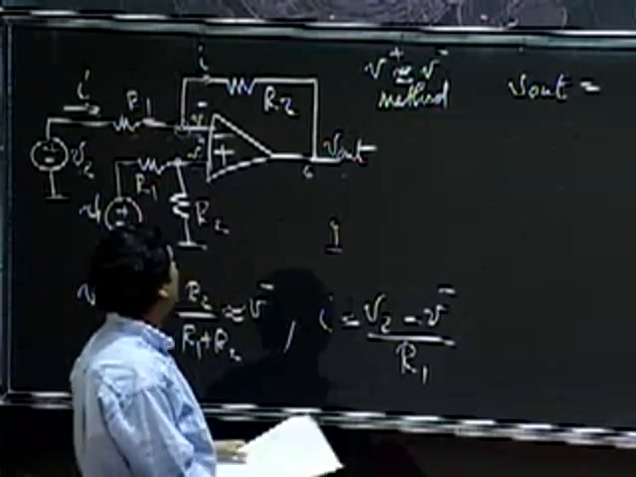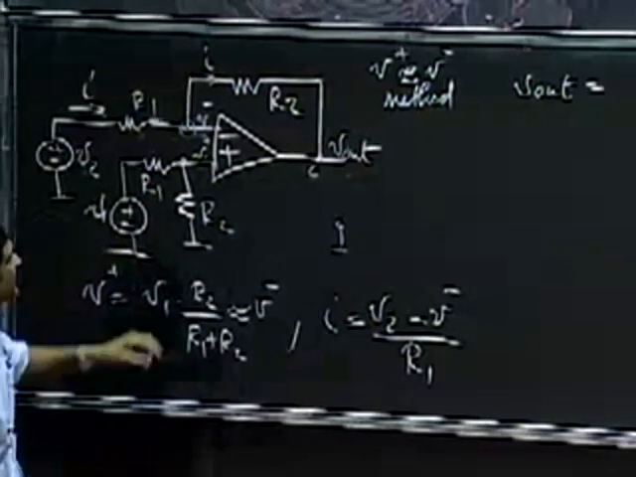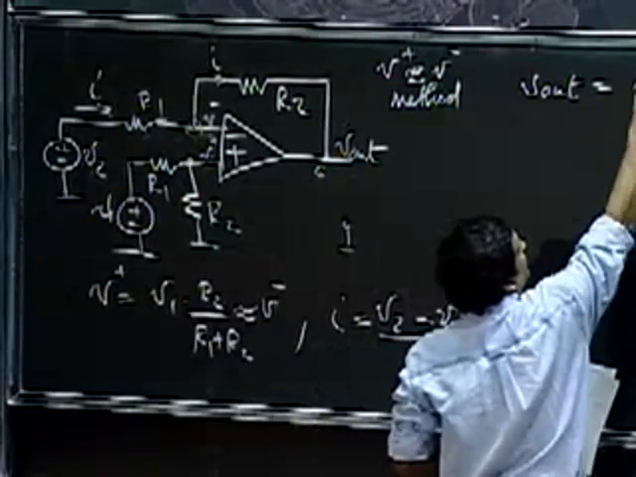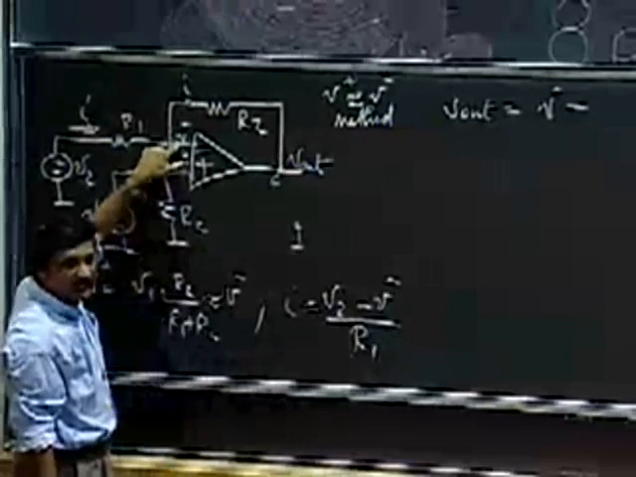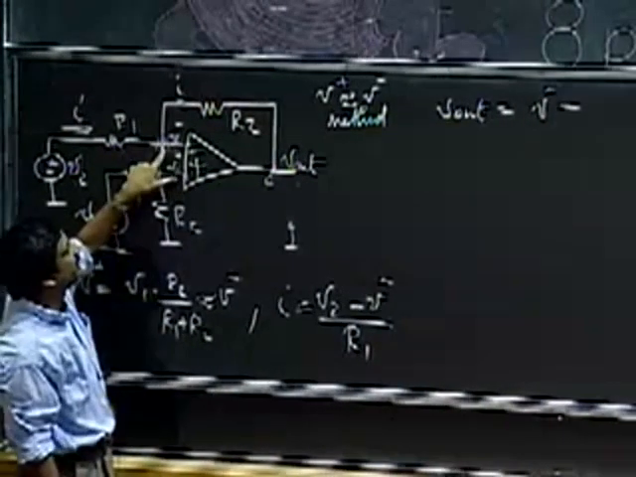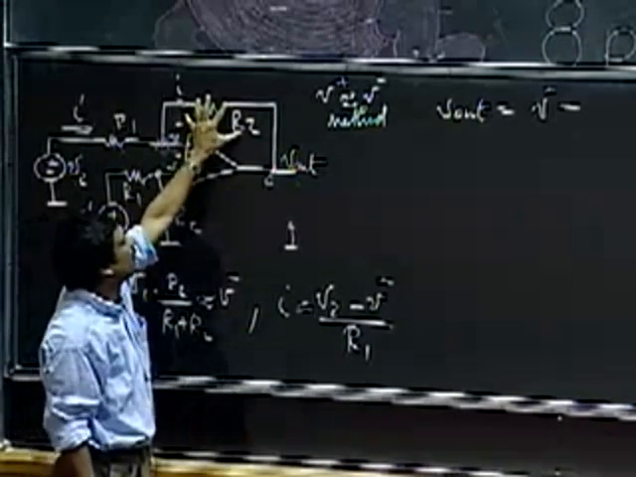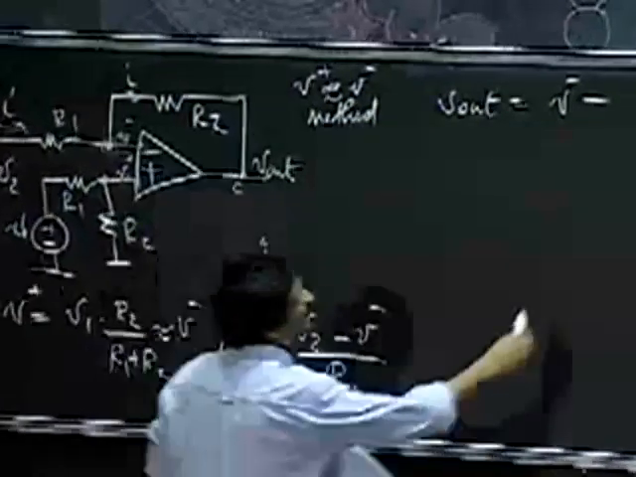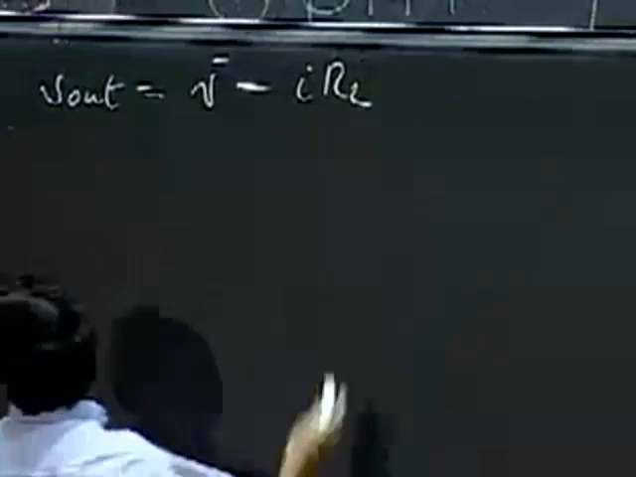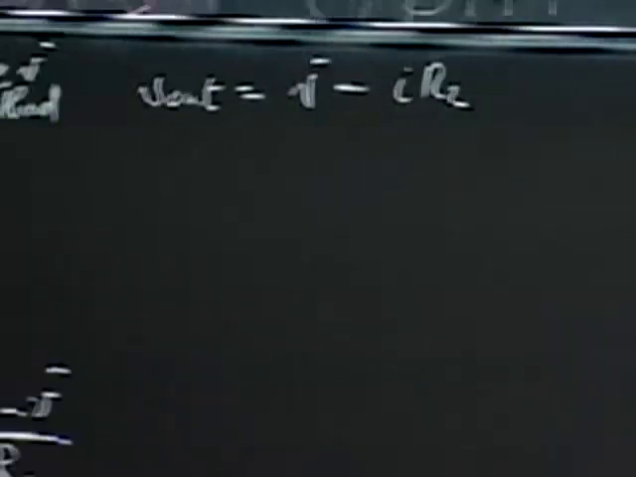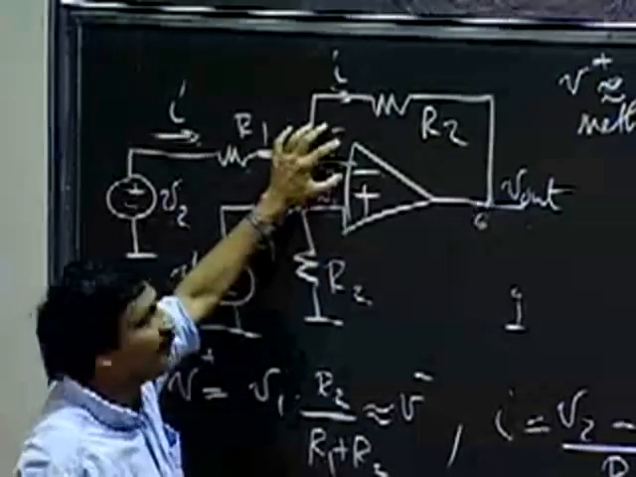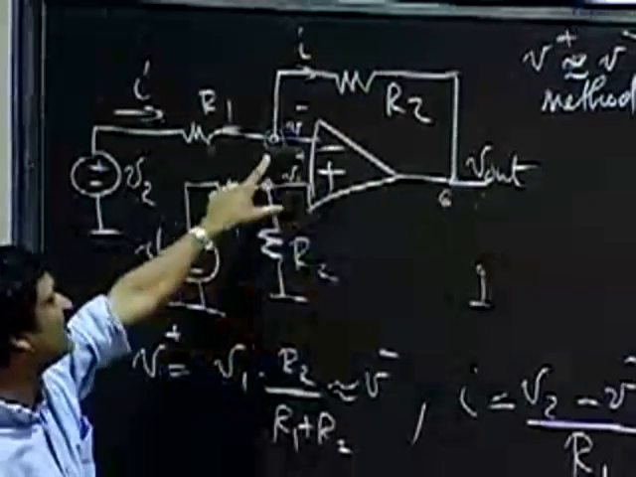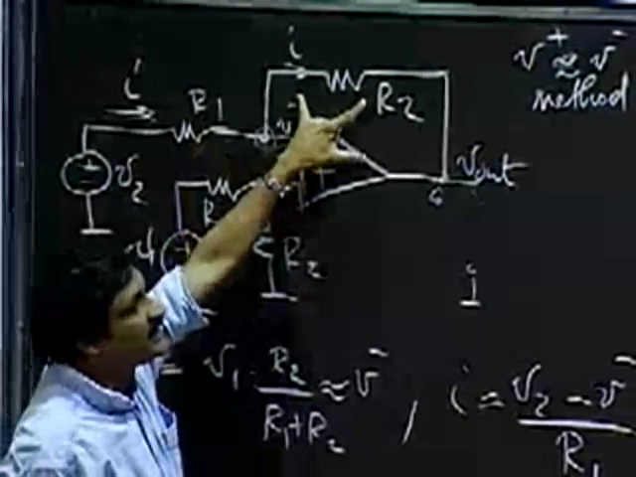So how do I write V out? V out is simply V minus, from KVL, V out is simply V minus the drop across this resistor. The drop across that resistor is simply IR2. It's from good old KVL from the first lecture. A voltage minus the drop across the resistor is equal to V out. So therefore, it's simply V minus IR2.